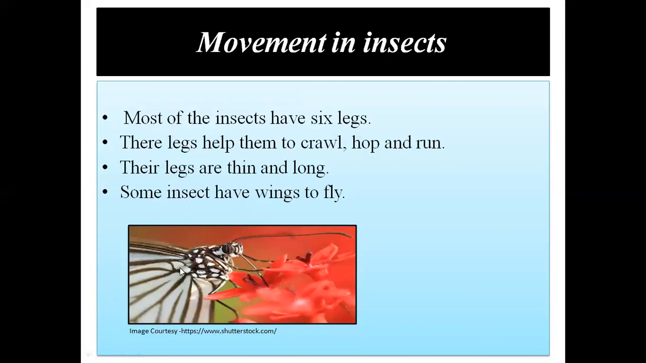Some insects like butterfly, they have wings to fly. Some insects you can name: ant, butterfly, then caterpillar. So these are the adaptations in this. They can crawl, they can hop and they can run. You can see the movement of the ant, it is very fast. So these are the movements in insects.